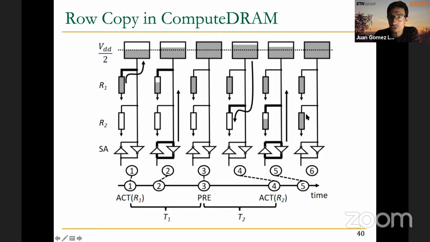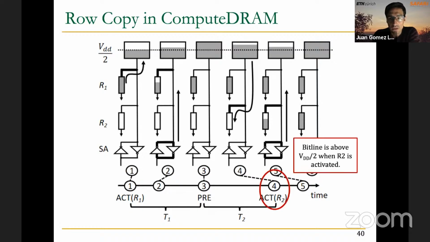So this is the way of doing row copy in compute DRAM. It's pretty similar to the operation of row clone that I explained in the first lecture, but it's only playing with these timing parameters T1 and T2. And the way of doing it needs to violate the JEDEC standard, but still it's something that is definitely doable, right? And it's something that we can control ourselves, or the authors of Compute DRAM did, by using something like an FPGA-based memory controller similar to SoftMC.